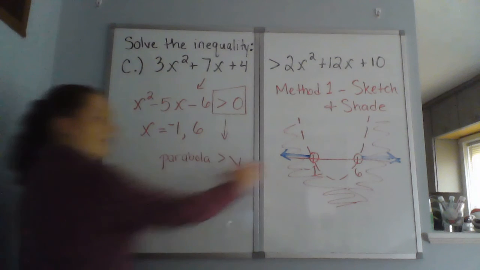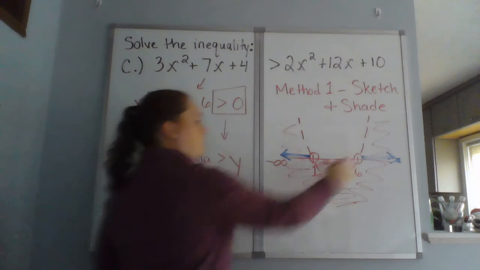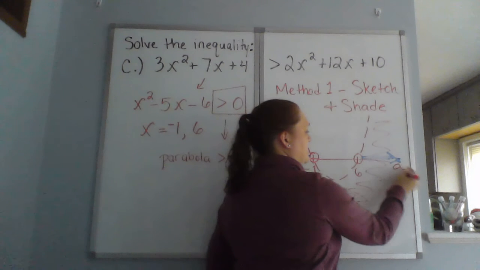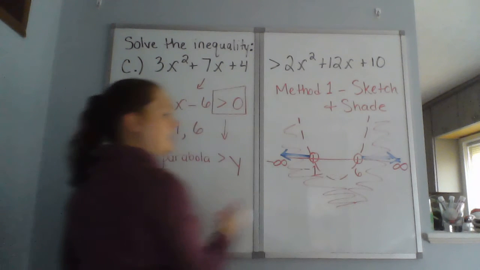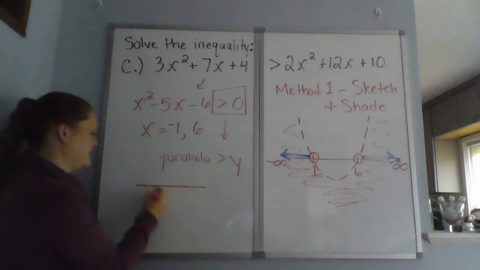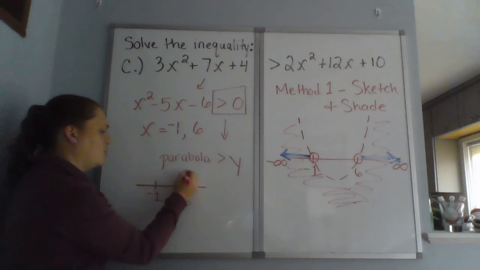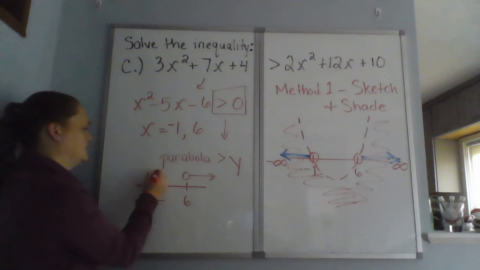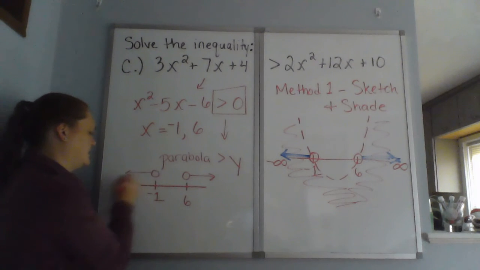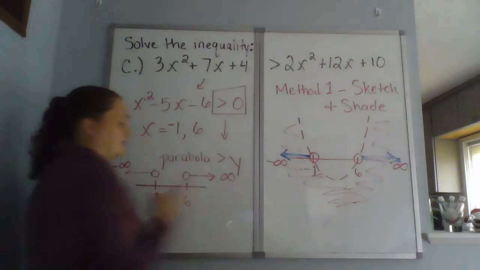So again, all the way to the left, that's talking about -infinity. All the way to the right, that's talking about +infinity. And then I also have the -1 and the 6. So if I just clean up that number line a little bit, here's the -1, here's the 6, open circle bigger than 6, open circle smaller than -1, -infinity on the left, +infinity on the right.